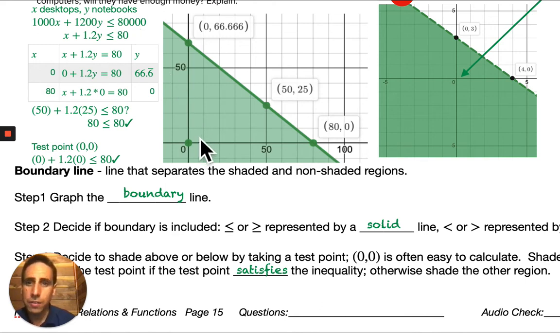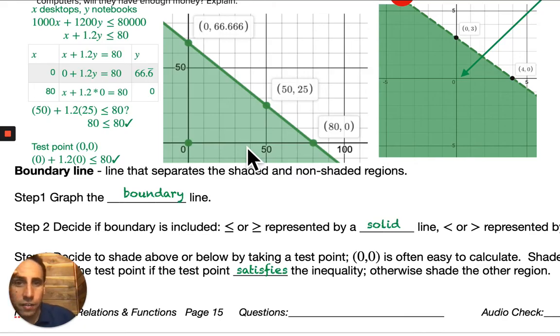You could even venture out a little bit and go, let's see, 10 of these and 10 of these, 20 of these, 20 of these here. This point right here, 20, 20, would represent getting 20 desktops and 20 notebooks. And yeah, we can see we're within budget. So all of these points individually represent points that have an x and a y coordinate, that when you plug in the x value and the y value, they would satisfy the budget. They'd be less than $80,000.